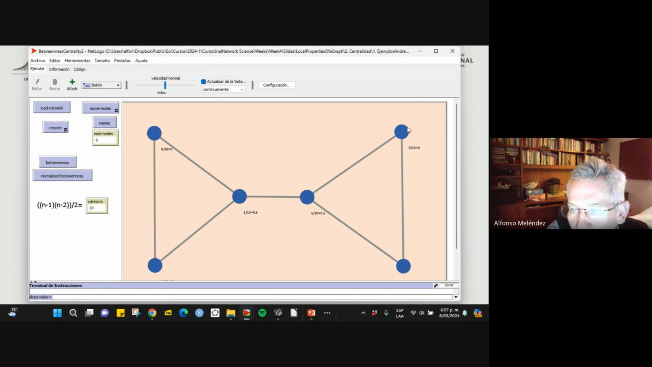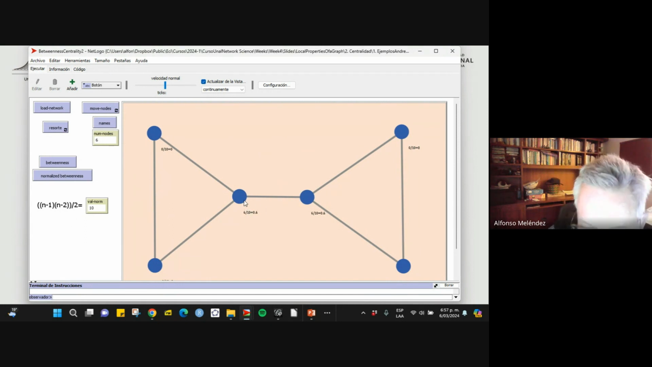Here it is 10 because there are 5 nodes. How many possible pairs of nodes are there? For 5 nodes it is 5 times 4, n times n minus 1, over 2. So this is 10.